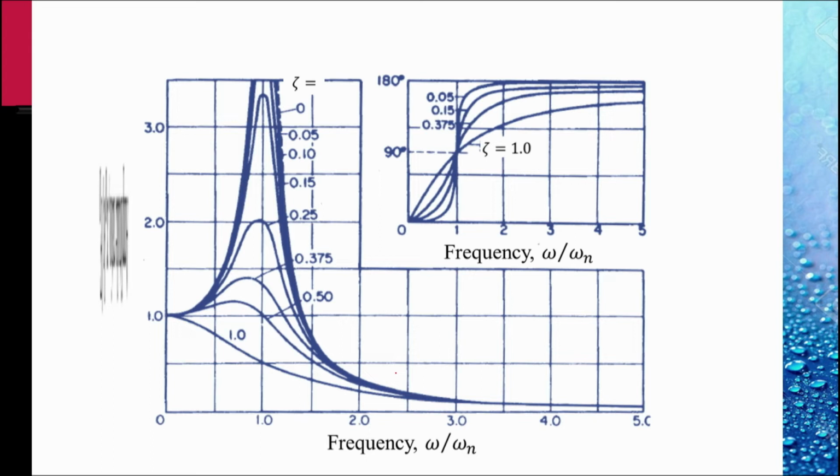We can calculate the frequency ratio omega by omega n and zeta and read from this graph what the value of the non-dimensional amplitude should be and what should be the phase angle. This is only possible through the concept of similitude.